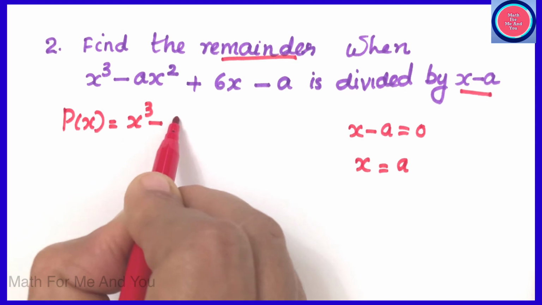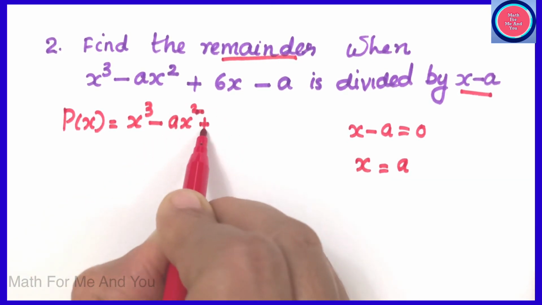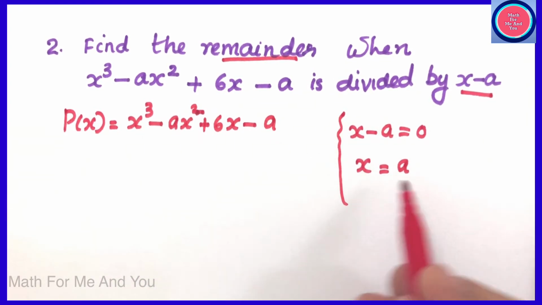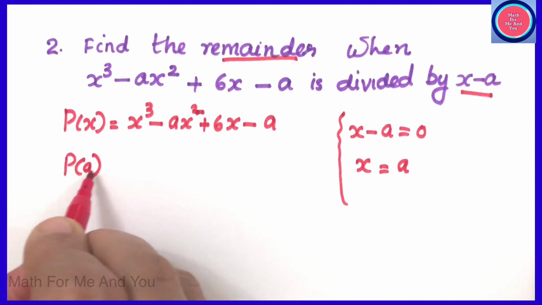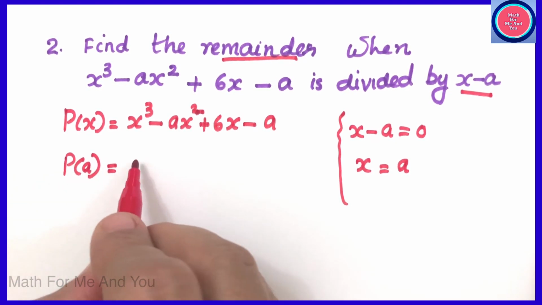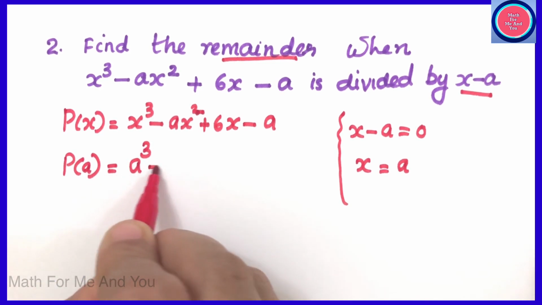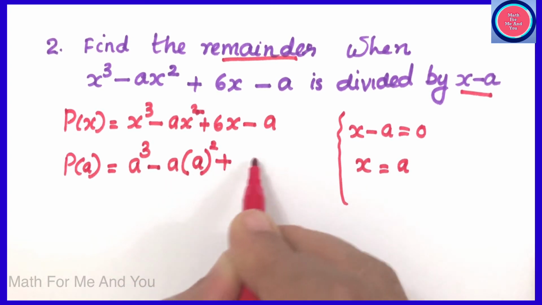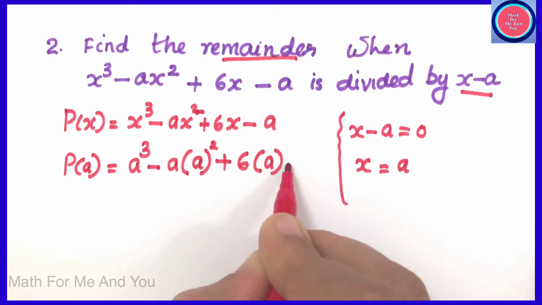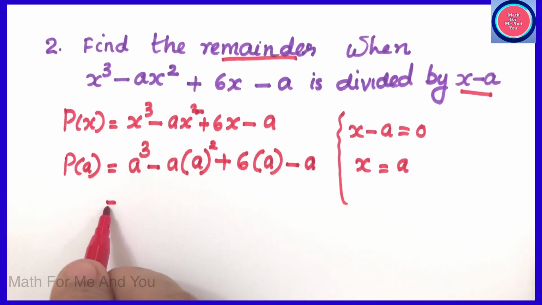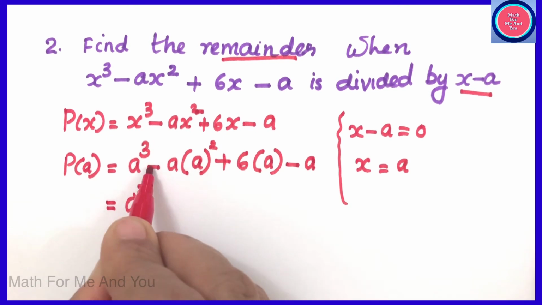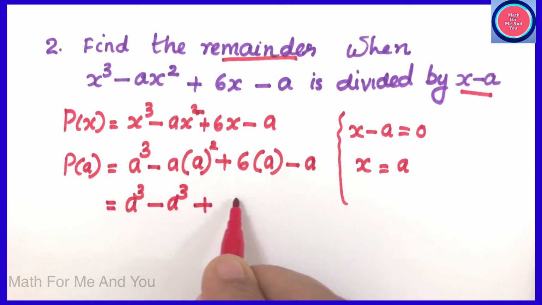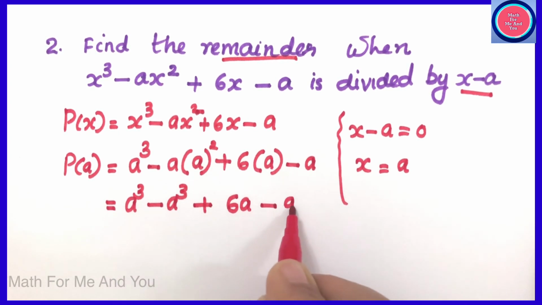The given polynomial we can write as p of x. So p of x equals x cube minus ax square plus 6x minus a. We are going to change x with the variable a. Then the left side is p of a. Right side is a power 3 minus a times, I use a bracket, then in place of x we write a, then square, plus 6 times a minus a. Simplify. A power 3 write same, minus a times a square. What is the result? A to the power 3 plus 6 times a, 6a minus a.